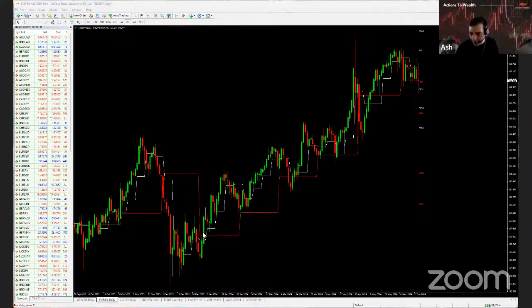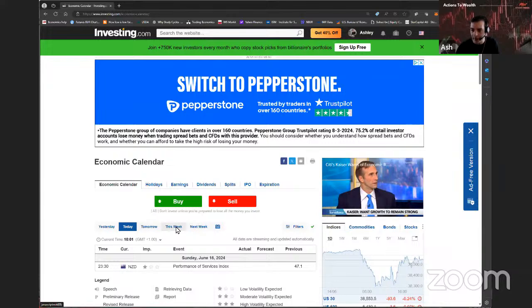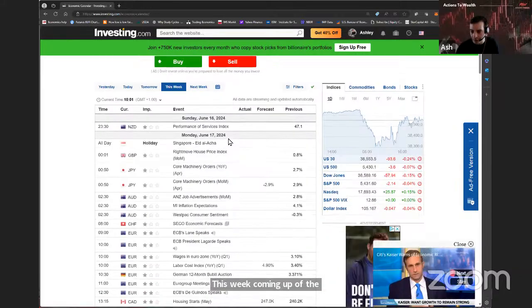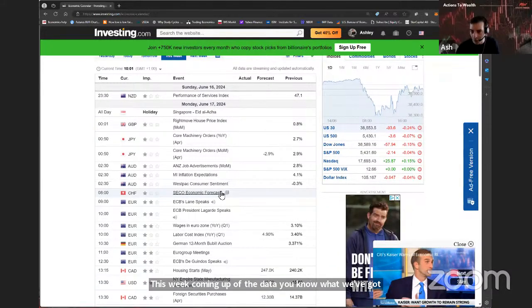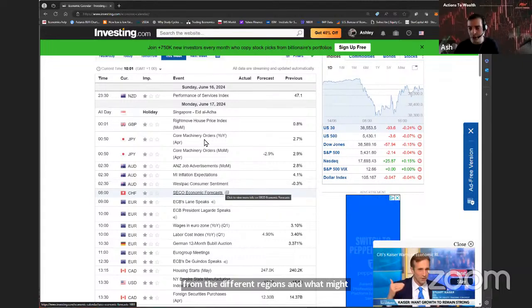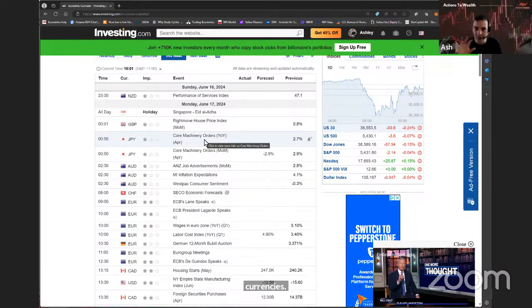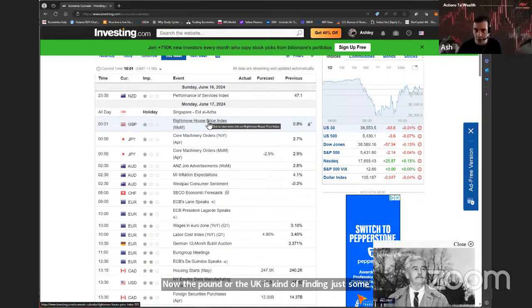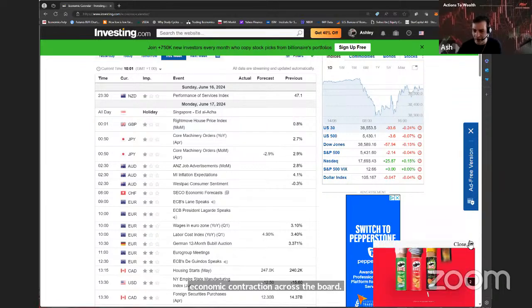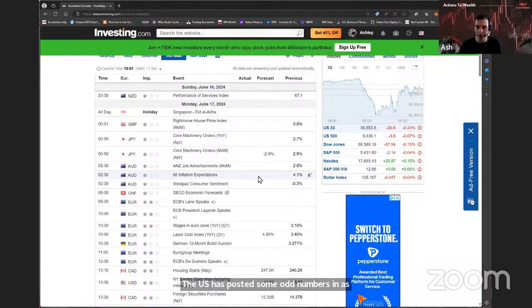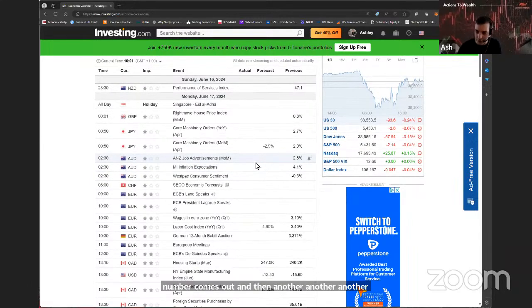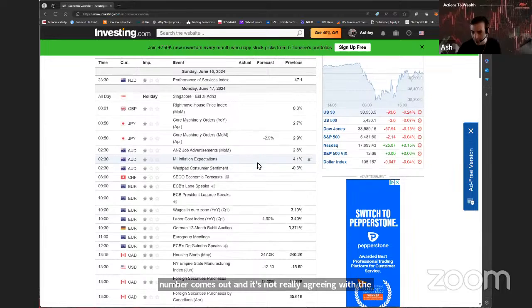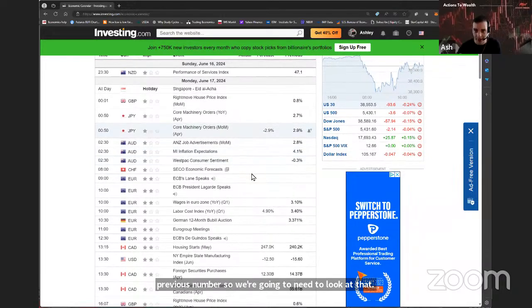So if we look at this week coming up of the data, what we've got from the different regions and what might move the currencies. Now, the pound or the UK is finding some economic contraction. And actually, we're seeing some economic contraction across the board. The US has posted some odd numbers in as much that they're not really in agreement. One number comes out, then another number comes out, and it's not agreeing with the previous number. So we're going to need to look at that and see what that's suggesting.